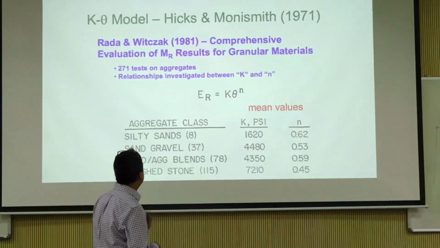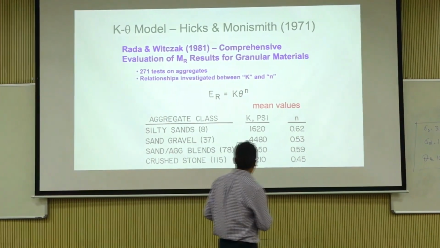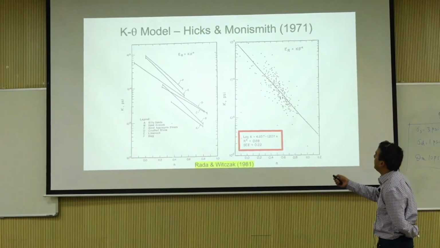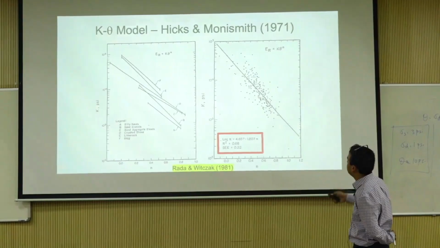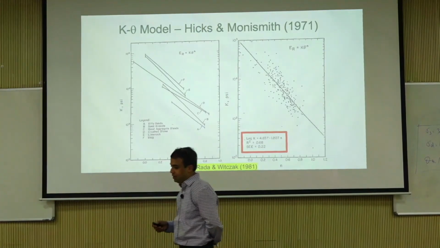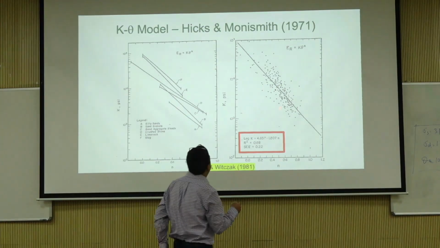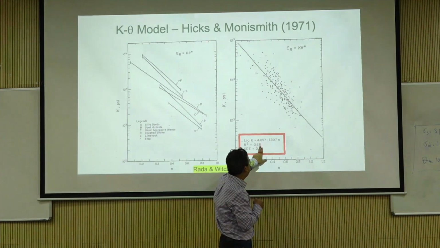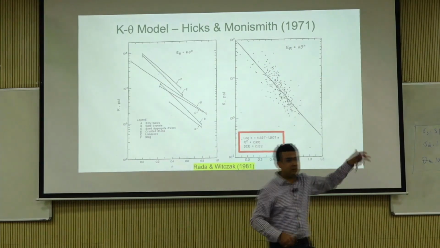We'll take a look at k theta values very soon. Actually, maybe we should cover a little bit here. You can have representative values for k and n. The general trend is that as k increases, n decreases, you kind of have a reverse trend, and so you can actually predict. In my dissertation, I should have had that plot actually. This was by Professor Matt Witczak and Gonzalo Rada back in '81. They actually had an R square of 0.68.